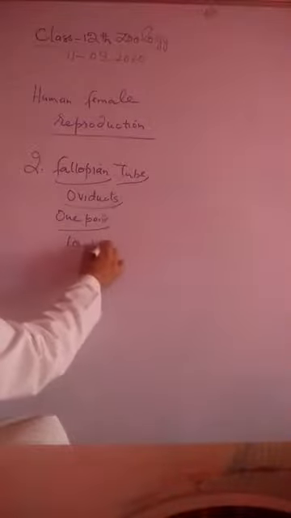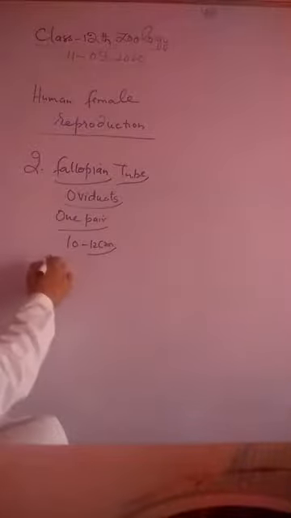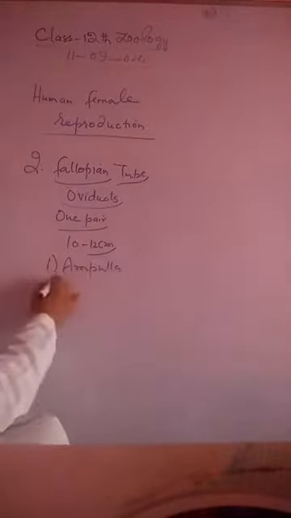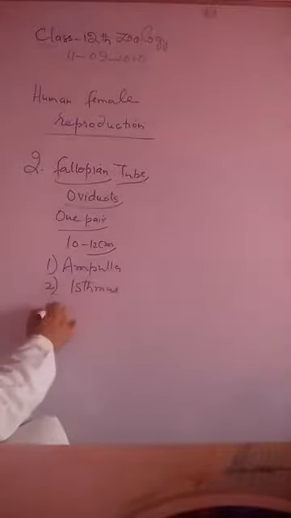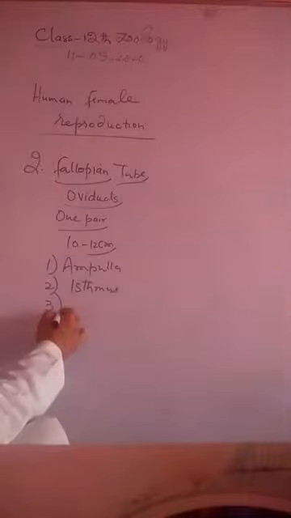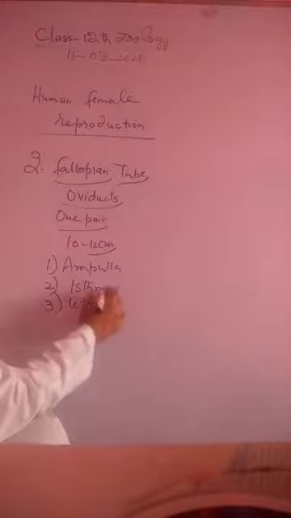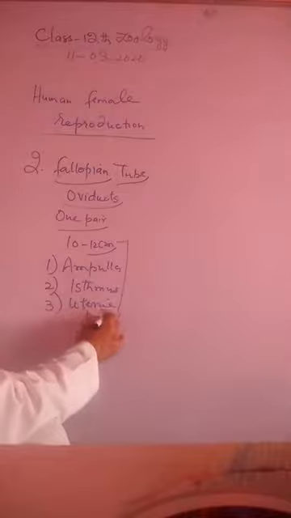They are long, 10 to 12 centimeters in length, muscular and tubular structures, which extend from the periphery of the ovaries to the uterus. Each fallopian tube is differentiated into three parts. The first part is called the ampulla. The second part is called the isthmus. And the third part of the oviduct is the uterine part. The fallopian tube or oviduct lastly terminates into the uterus or the womb.